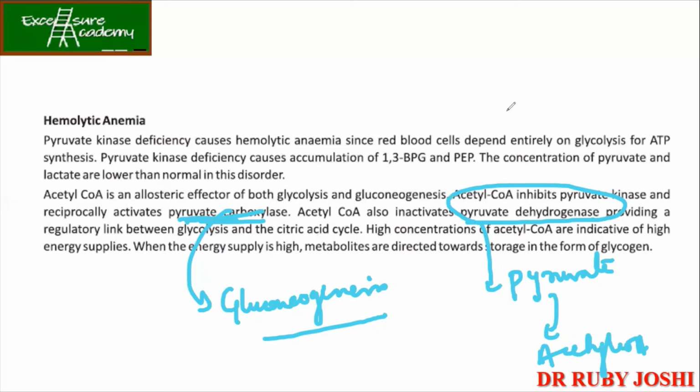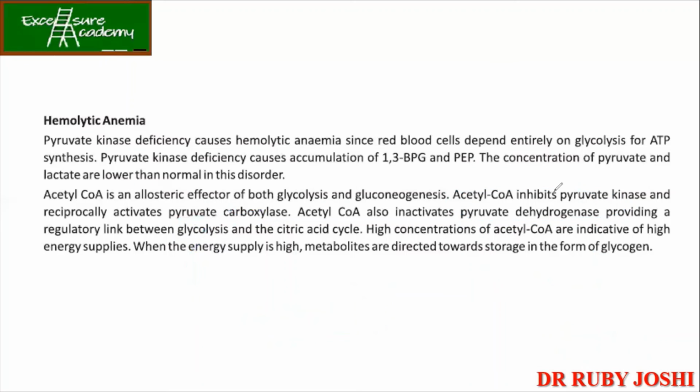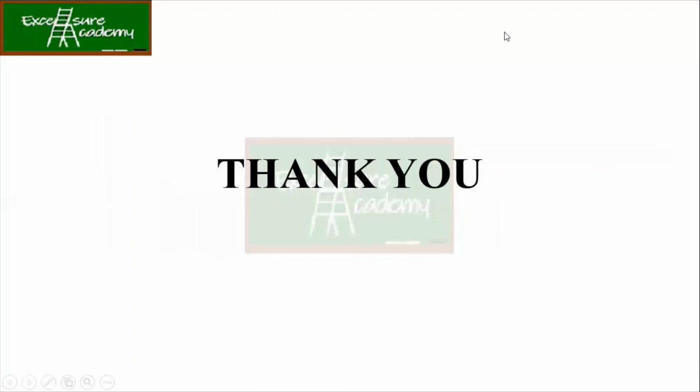High concentrations of acetyl CoA are indicative of high energy supplies. If acetyl CoA is high, it means we have a high ATP source, so we don't want any more pyruvate kinase activity. When the energy supply is high, metabolites are directed towards storage in the form of glycogen. Is this clear, Chandni? Yes, ma'am. So here the regulation of glycolysis gets completed.